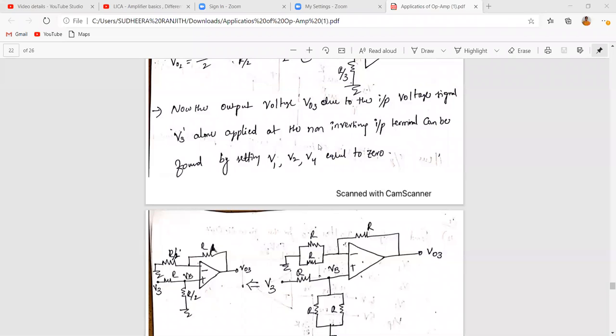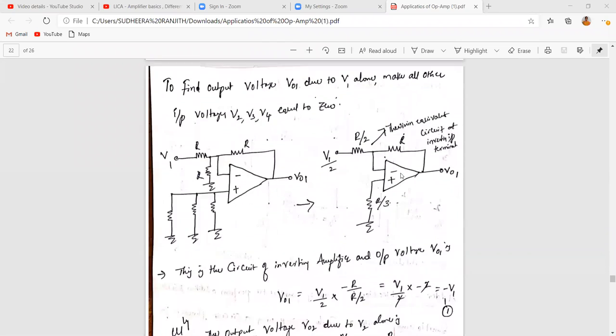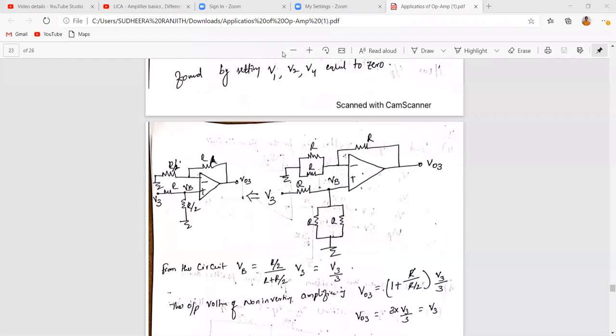Now, what about the modified circuit? If you observe, V1 inactive means it is grounded, right? V3 is active, and V4 should also be grounded. So the only active input voltage is V3 for the third case, and V1, V2, V4 are connected to ground. That means they are equal to 0. Now, if you observe the resultant circuit, this is the modified circuit. The two resistances R and R become parallel because V1, V2 both are equal to 0, and they are connected to ground because the voltage at that point is 0.